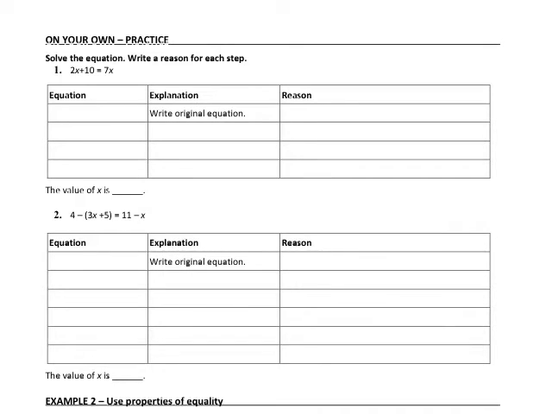And so you're going to be looking at doing this problem here, okay, and then you're also going to be doing this problem here. So the first step is just writing the equation in. So 2x plus 10 equals 7x. Okay, and as I said before, over here you're going to write the word given. So the next step, I want you to tell me what you're doing in this box here. Also write the information in the box underneath the equation, and then the reason is going to be the actual property.